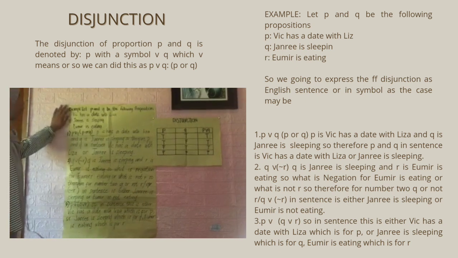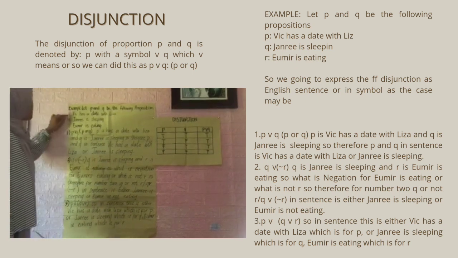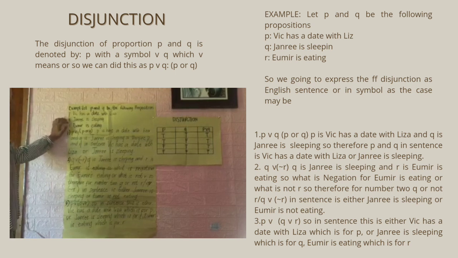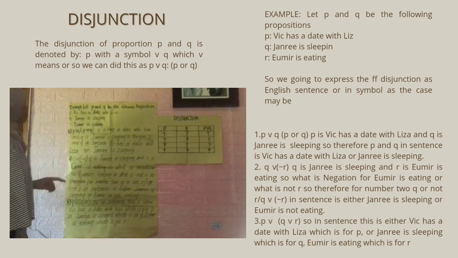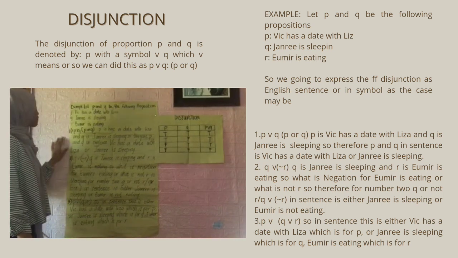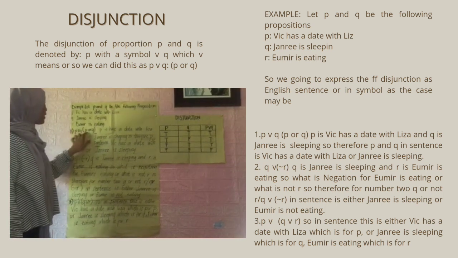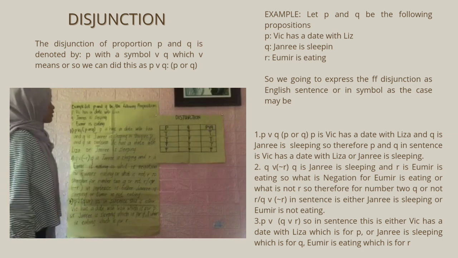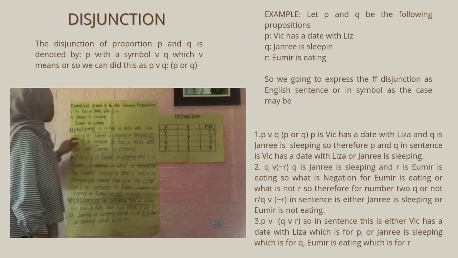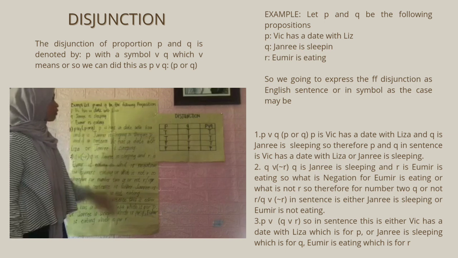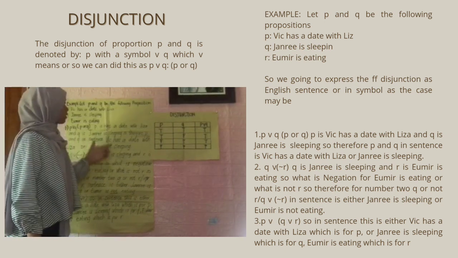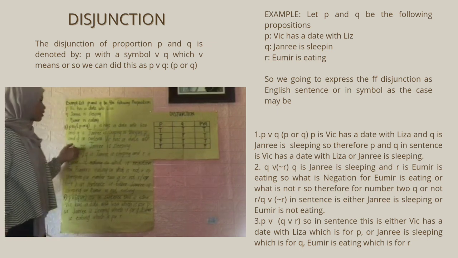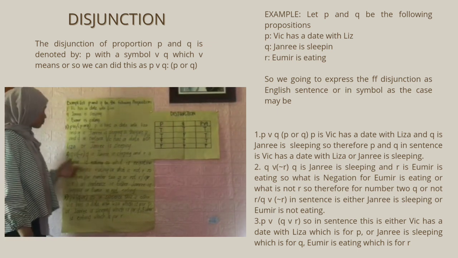Let P, Q and R be the following propositions. P, Vic has a date with Lisa. Q, January is sleeping. And R, Yumir is eating. Number 1, P ∨ Q, or P or Q. P is Vic has a date with Lisa, and Q is January is sleeping. So, therefore, P or Q in sentence is, Vic has a date with Lisa or January is sleeping.